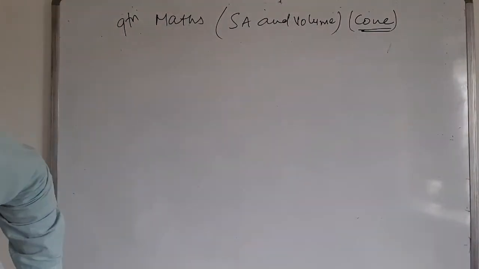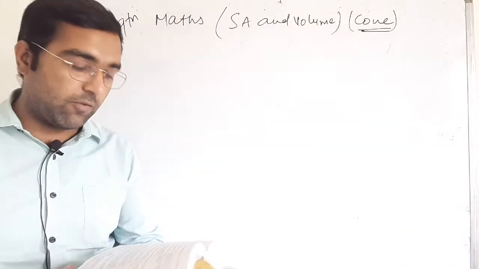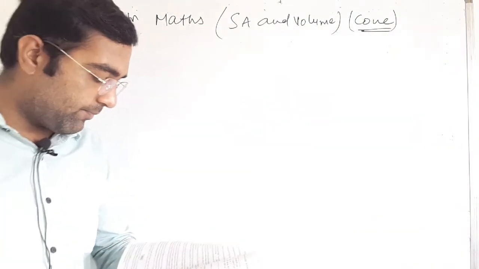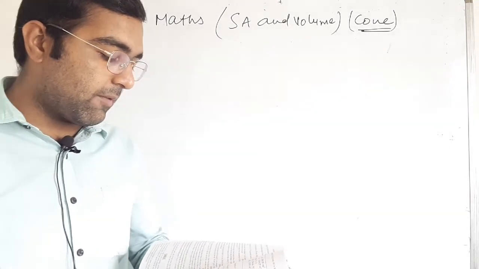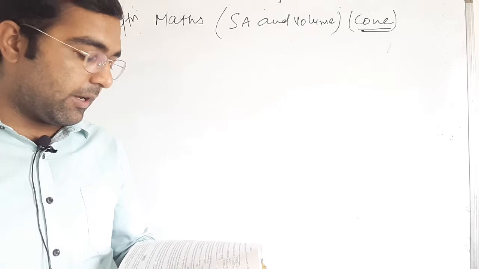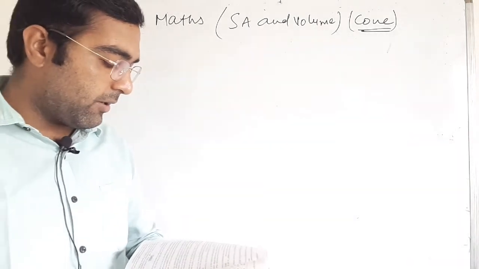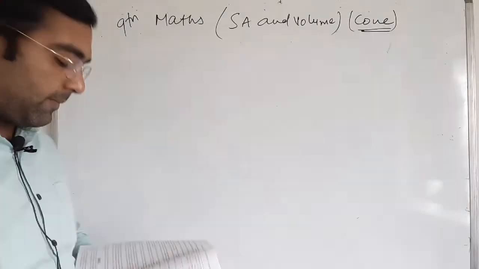Here is my next question, and it may be the last question. So my question is, what length of tarpaulin 3 meter wide will be required to make a conical tent of height 8 meter and base radius 6 meter.